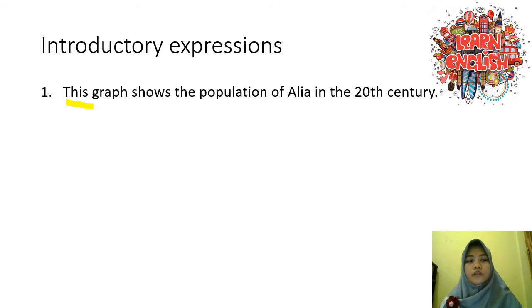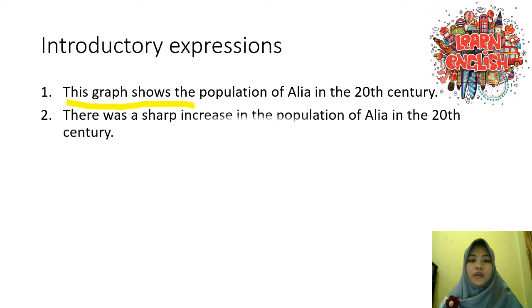The first one, you can simply say this: This graph shows blah blah blah. This is the simplest one, but usually it is mentioned in the question. If you use this one, you are just rewriting what has been mentioned in the question. But again, this is the simple way to start. The second one: there was a sharp increase in the population of Alia in the 20th century. There was a sharp increase, okay?